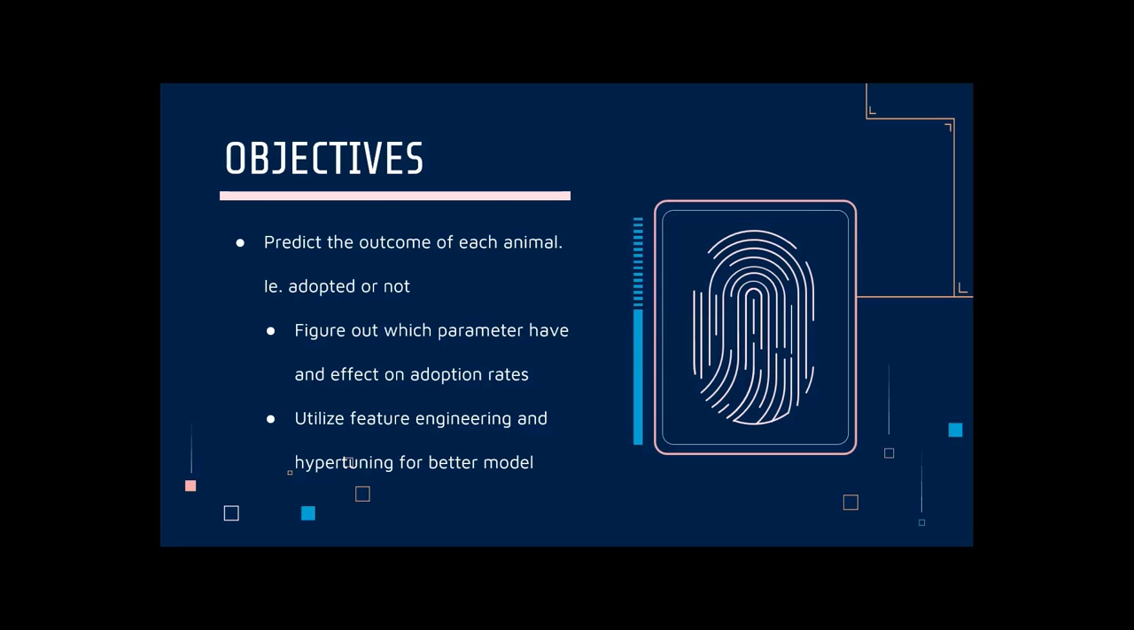Certain parameters are within the AAC's control, so the knowledge obtained will allow them to curate those parameters. On the other hand, the parameters not within the AAC's control will hopefully assist them in allocating resources in the right place. Now, the secondary objectives are to figure out which parameter has an effect on adoption rates, and there is a high-level objective, which is to utilize feature engineering and hypertuning to create a better model. Now, on to methodology.